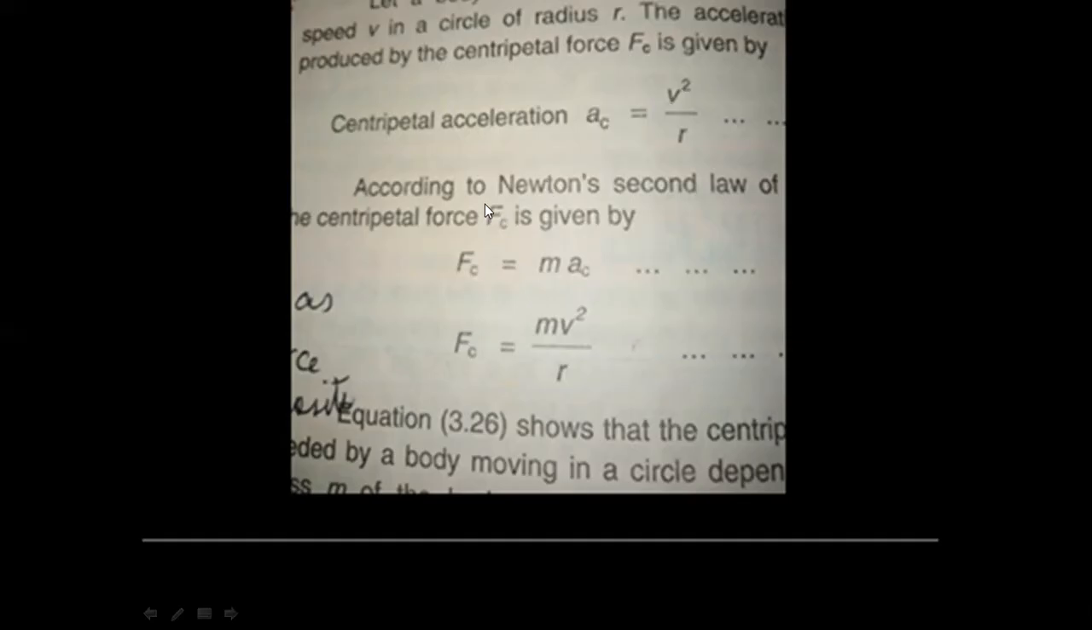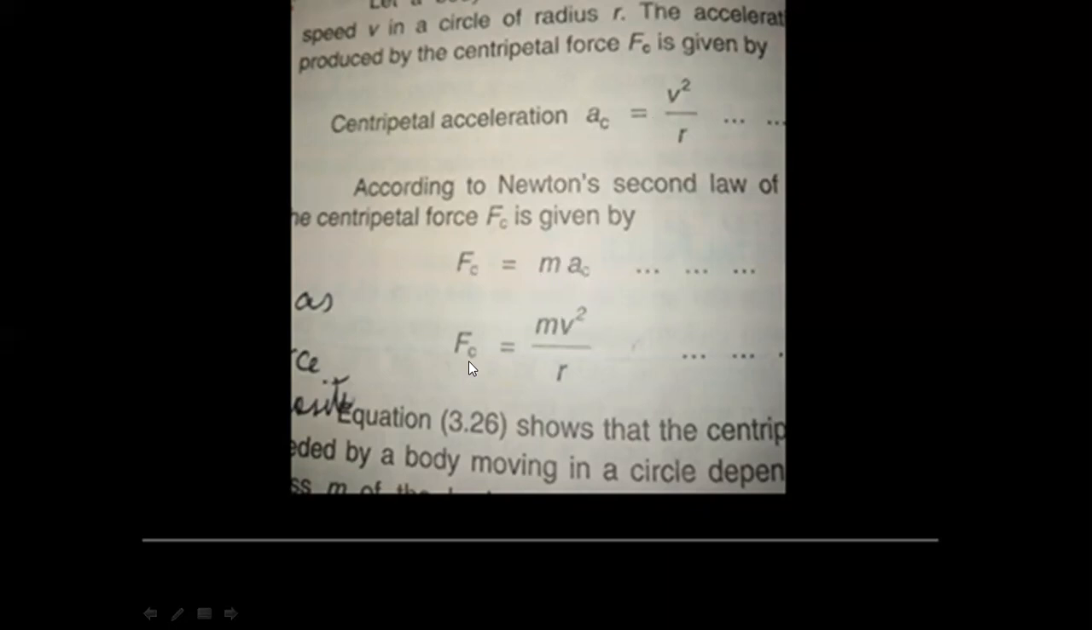Now, according to the second law of motion, the formula of force is F is equal to ma. Now, as I have told you that this is centripetal force, so you will put a C here for centripetal, and for acceleration, you will put a C here. So, Fc is equal to mac. Now, in the above formula, you have seen that AC is equal to v square over r. So instead of AC, I will put v square over r.